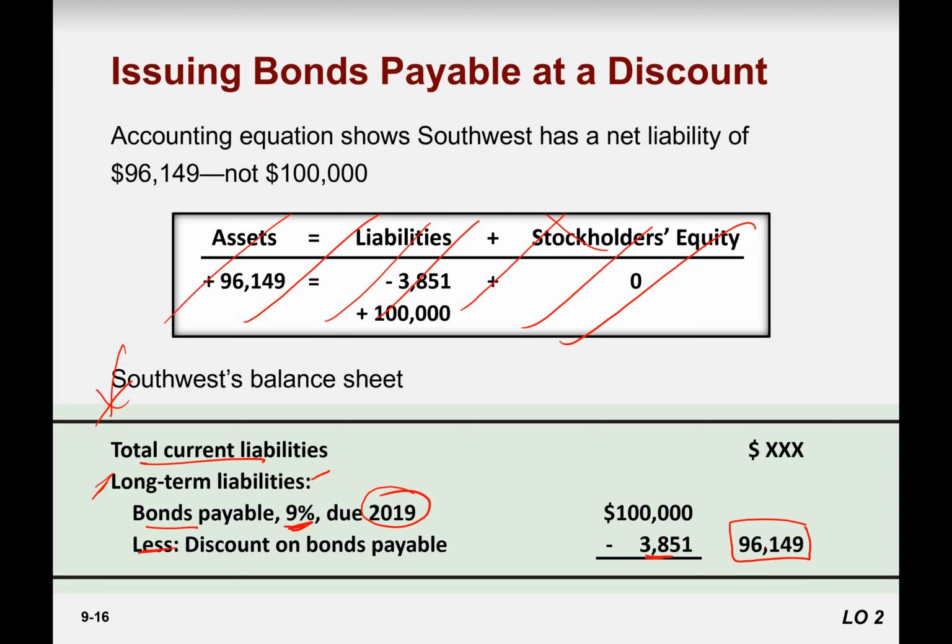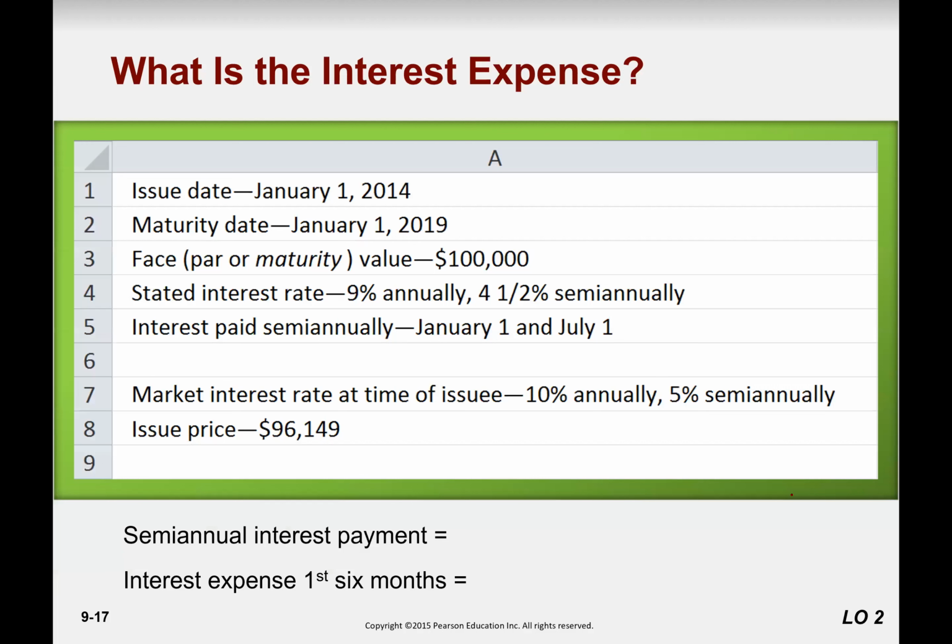All right, done. So after 5 years, how much do you have to pay back? The discount is going to decrease and the book value is going to increase until it becomes 100,000, because after 5 years you have to pay back 100,000, not this 96,149. So let's see how this is possible. We have all the data here.